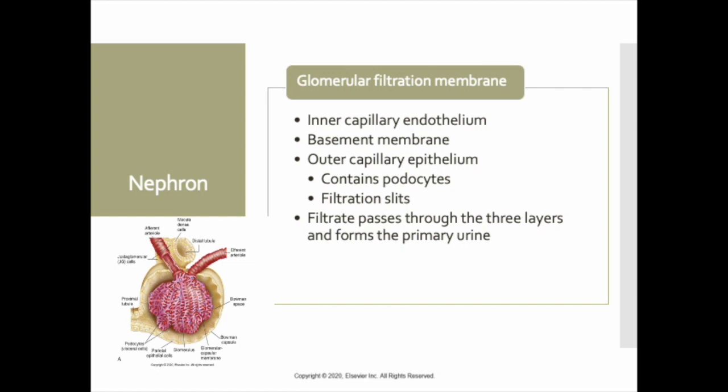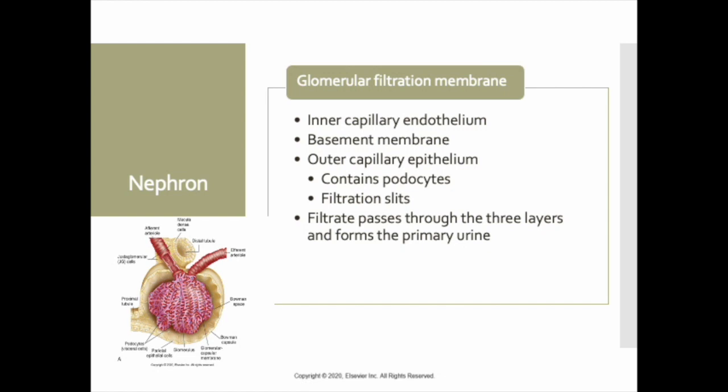called filtration slits. The endothelium, basement membrane and the podocytes are covered with protein molecules, and these protein molecules have an ionic, or negative, charge, and this charge helps to deter the filtration of anionic proteins, so it's going to prevent proteinuria. The glomerular filtration membrane will also separate blood within the glomerular capillaries from the fluid that is filtered within Bowman's space.